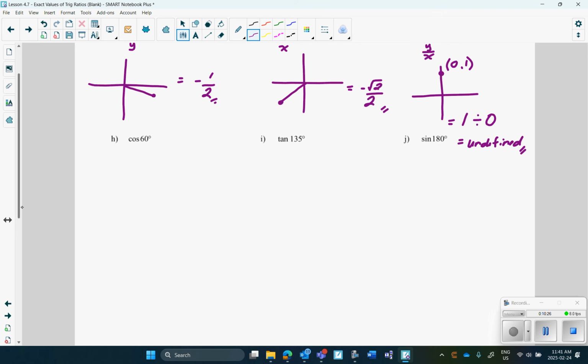Cos of 60. Negative, no, sorry, it's root 3 over 2. Sure. So isn't the x coordinate the smaller one? What's smaller of 1/2 and root 3 over 2? 1/2.